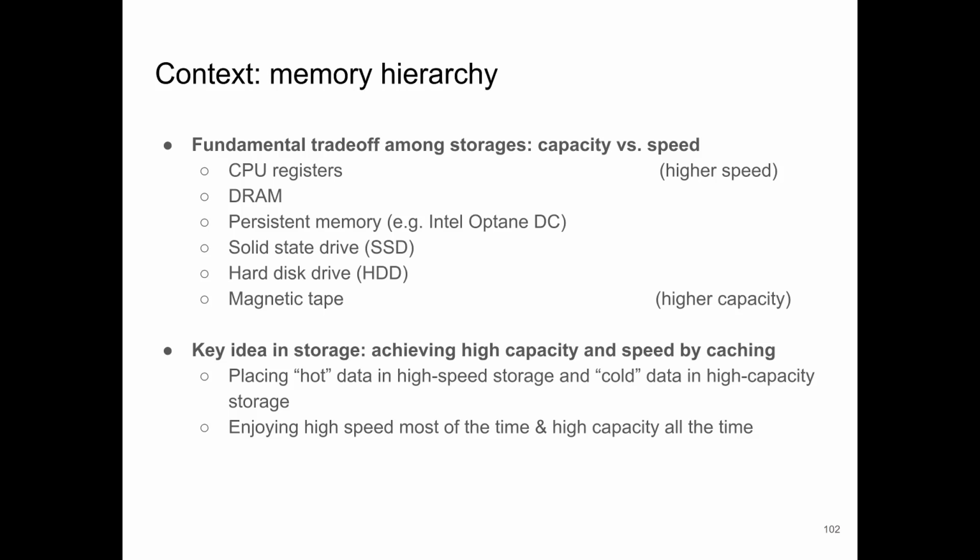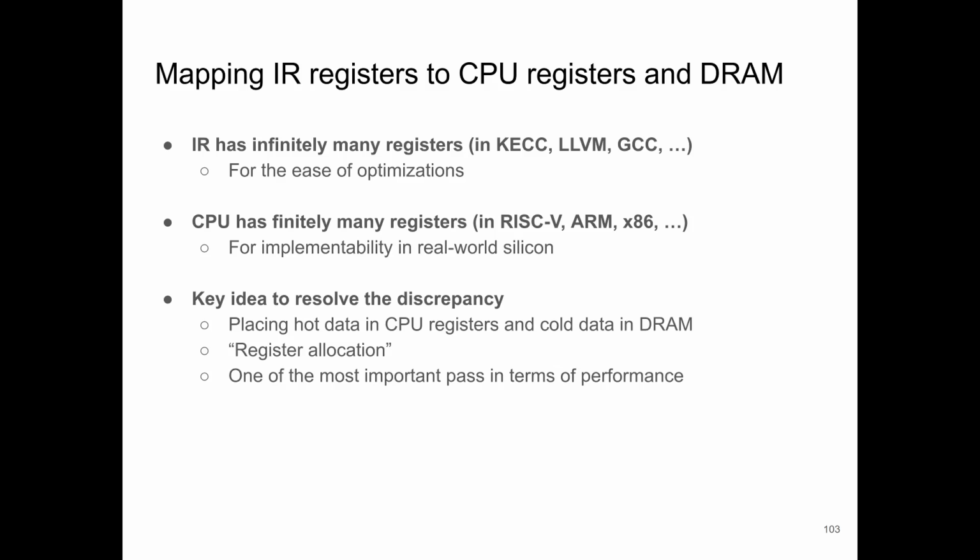And this caching theme is again used in the optimization of register allocation. Register allocation is basically mapping IR registers into CPU registers and DRAM. It is necessary because IR has infinitely many registers. In KCC and LLVM and GCC, you can have infinitely many possible IR registers because you can just write down instructions on and on and on. So the number of registers is not fixed. It can grow arbitrarily.